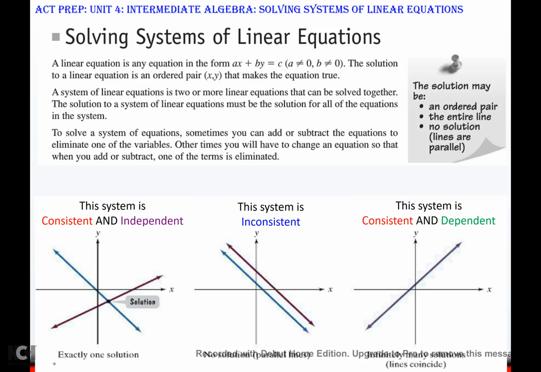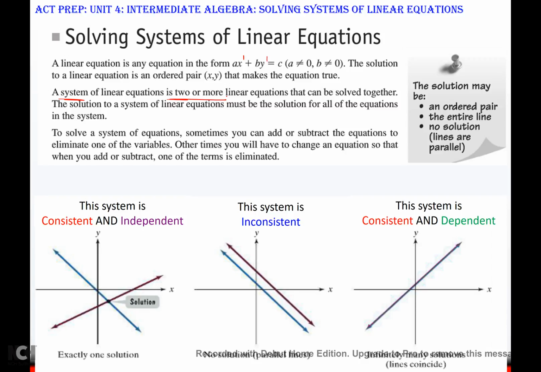All right, so to solve a system of linear equations, first of all, what does linear mean? Well, linear means that the equation is in the form ax plus by equals c, meaning the exponents are ones. If your exponents are ones, you will have a line somewhere in space. The solution to a linear equation is an ordered pair that makes the equation true. A system is two or more linear equations that can be solved together. The solution to a system must be the solution for all the equations in the system.